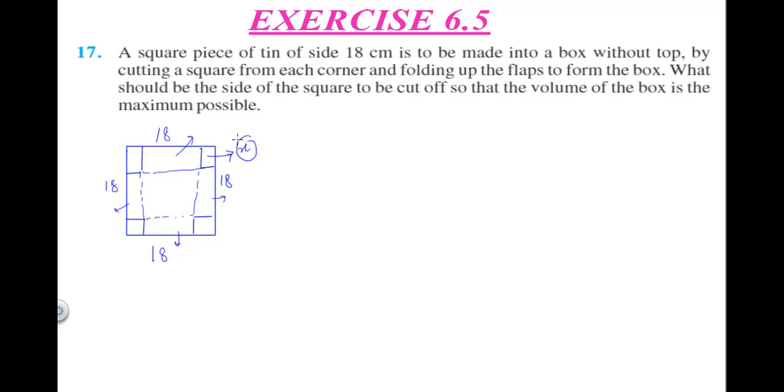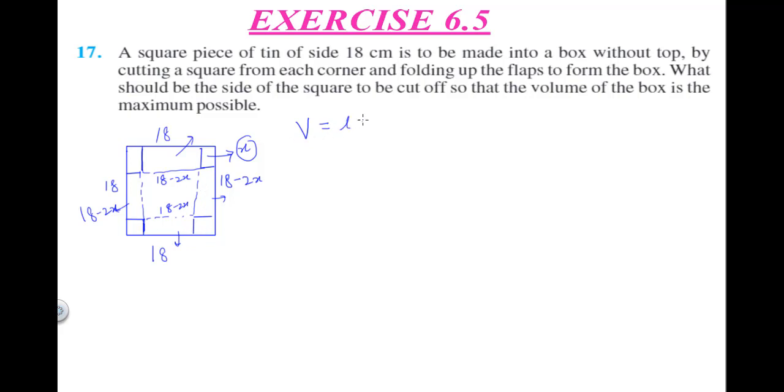So just read the last line again carefully. What should be the x? That means the side of the square to be cut off, so that volume of the box is maximum possible. See, you cut x from here, you cut x from here. So what is this total length left? 18 minus 2x. This side also 18 minus 2x. Clear? This also will be 18 minus 2x. Clear? This will be your length and breadth.